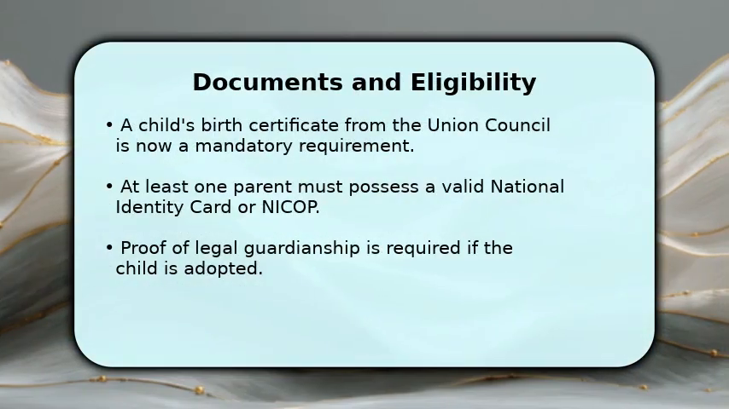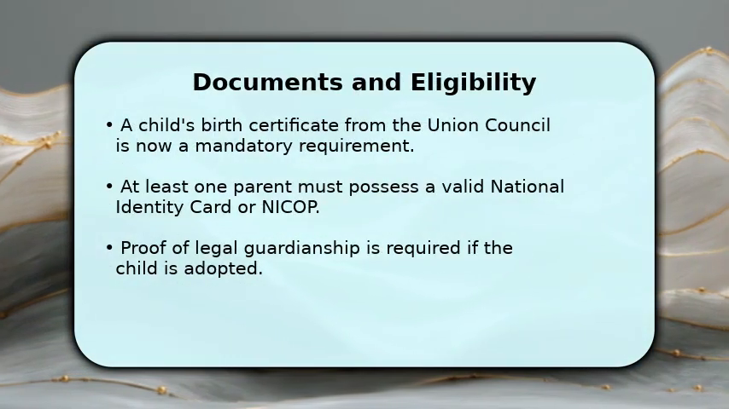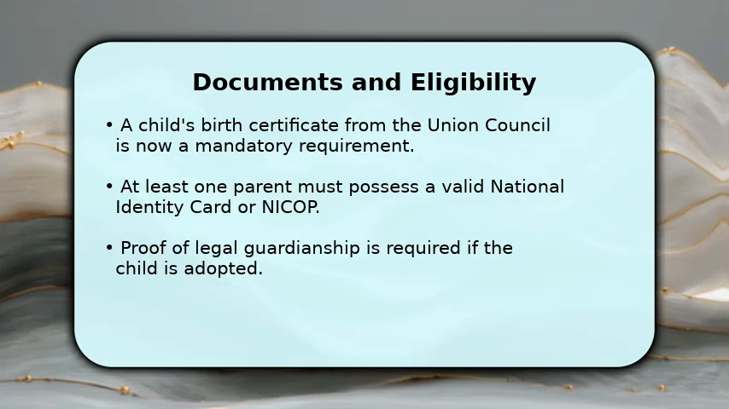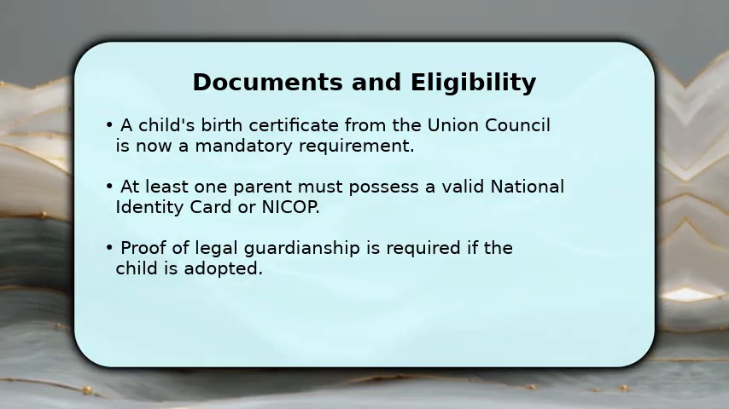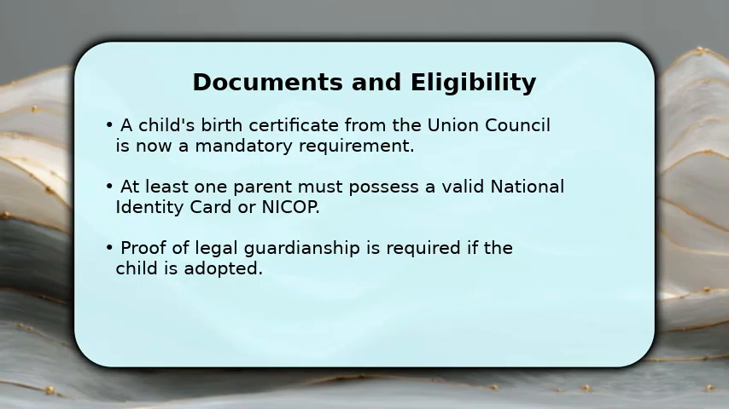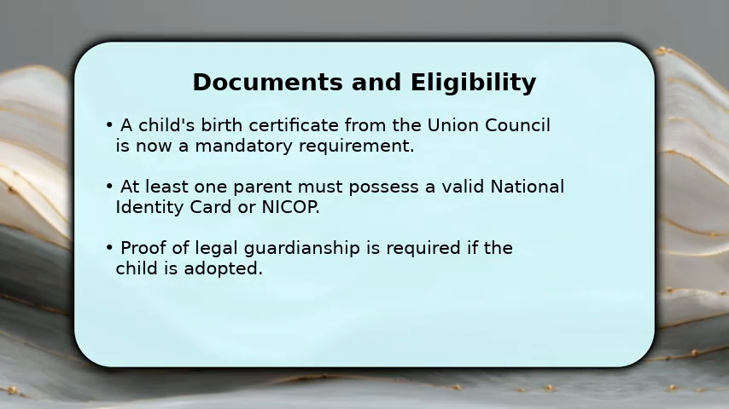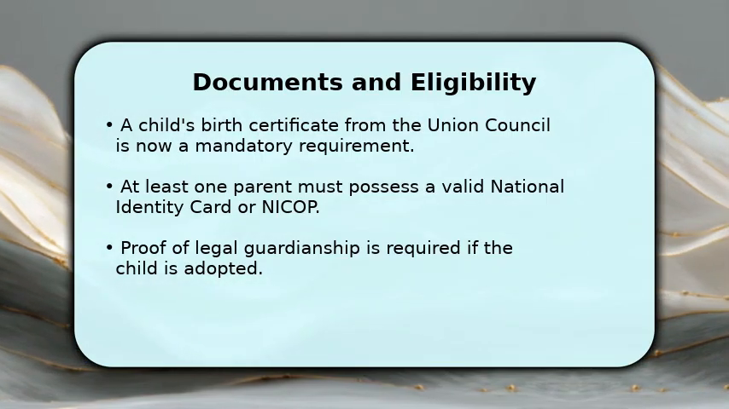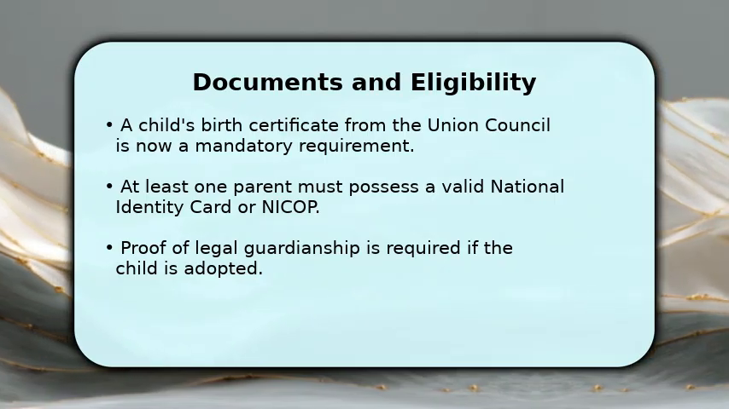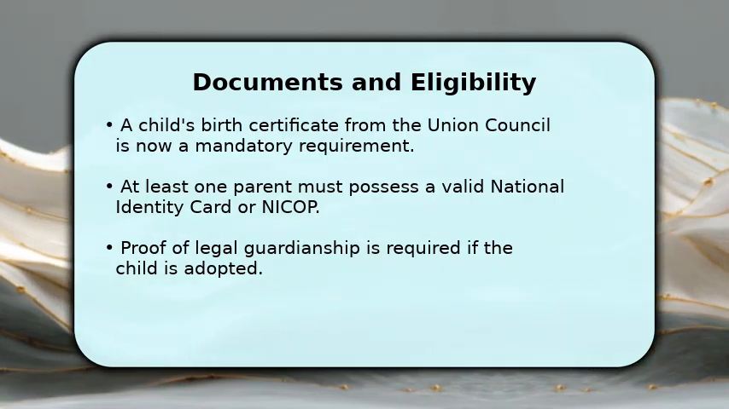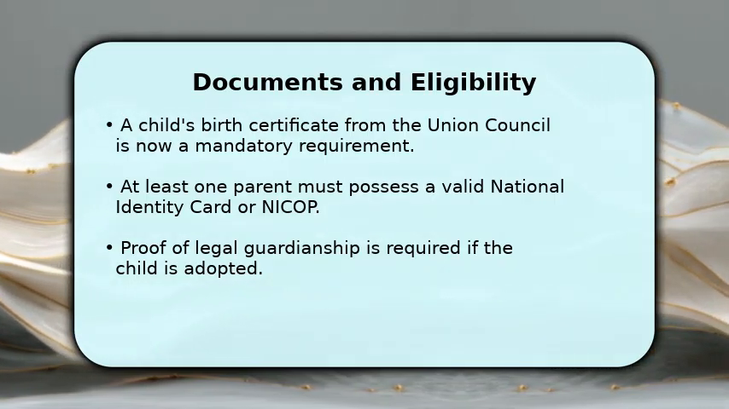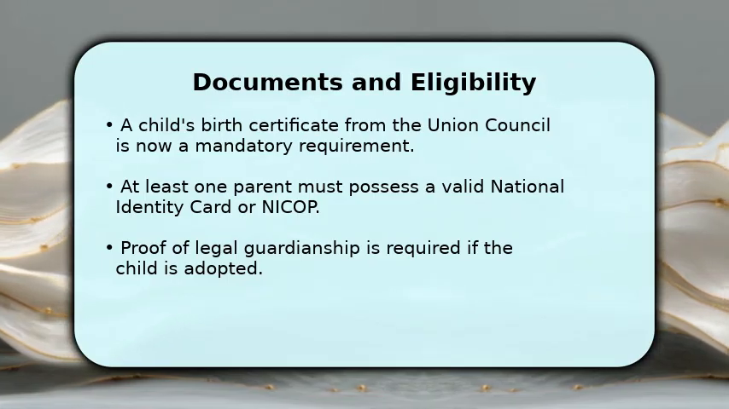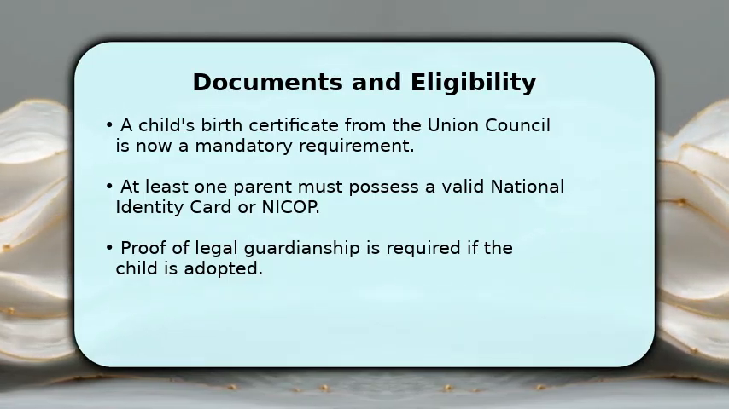To apply for Form B, you will need a few key documents. A birth certificate for your child, issued by the Union Council, is now mandatory. Additionally, at least one parent must hold a valid National Identity Card, or NICOP. If the child is adopted, legal guardianship proof is essential. Remember, the child must be under 18 years of age to be eligible for this certificate.